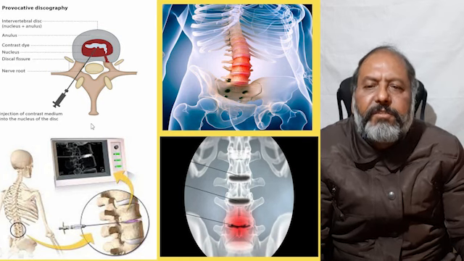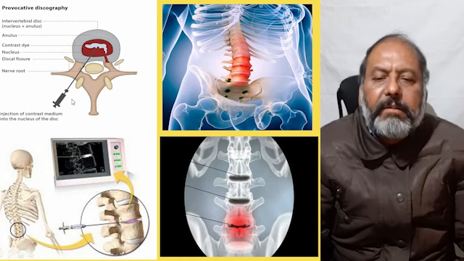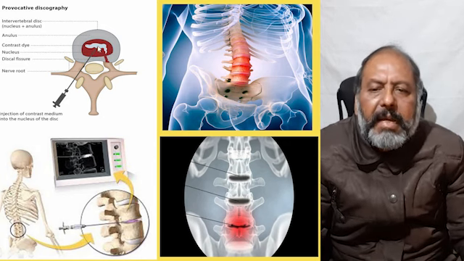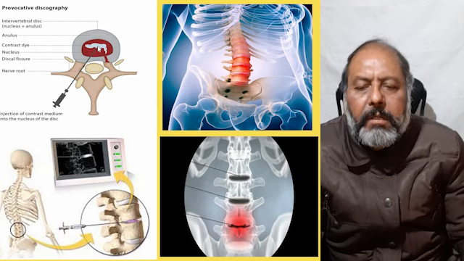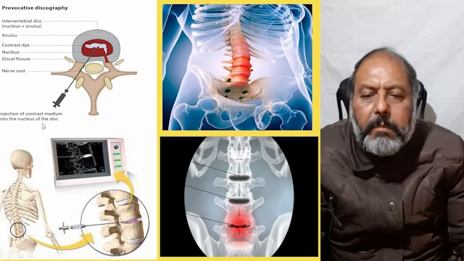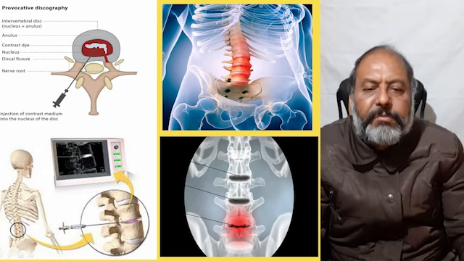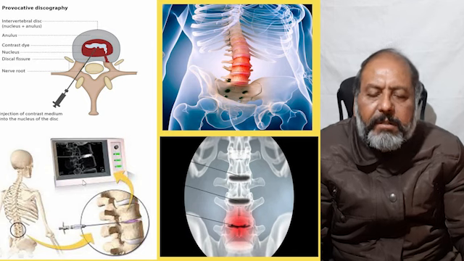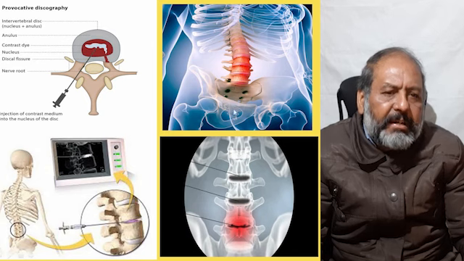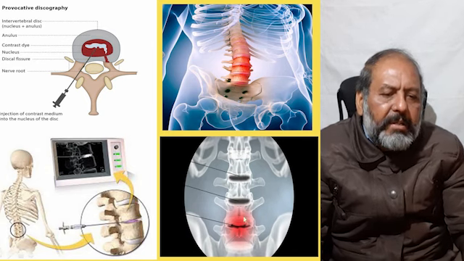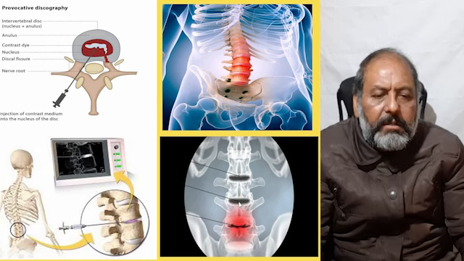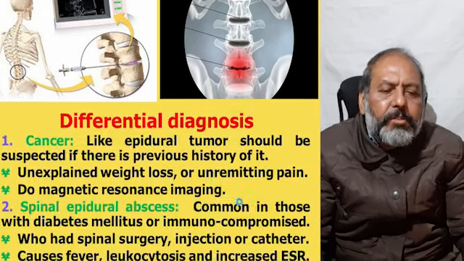So here one can see discography, the needle is being put into the disc, and then the injection of the contrast media is put into the nucleus pulposus of the disc, and then it is being measured and read by the computer operators, and here are the results of the discography. One can see the result of the discography here also, that tells the disc properly and its space.